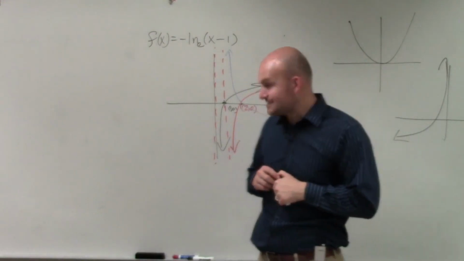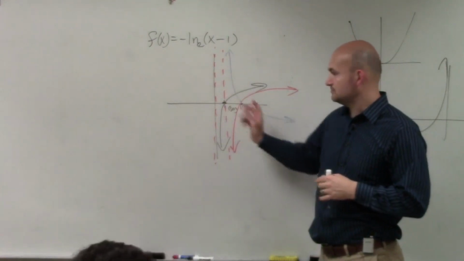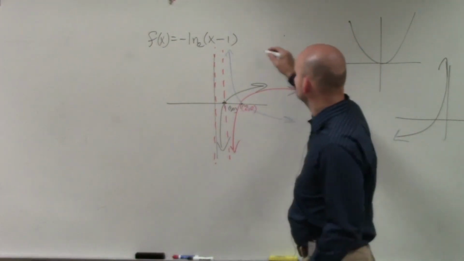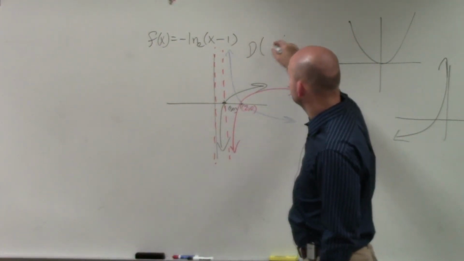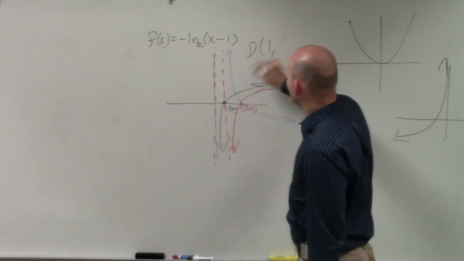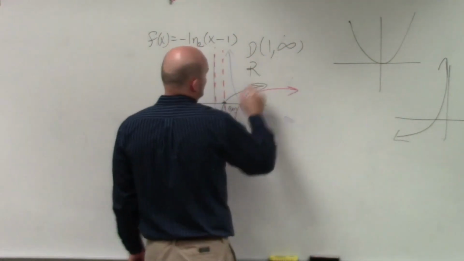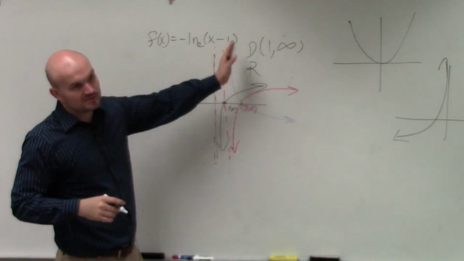Graph the function, analyze the domain. The domain is the set of all x values. How far to the left does this blue graph go? 1. Right? Remember, that's the new asymptote. How far does it go to the right? Infinity. The range. And remember, it doesn't touch 1.